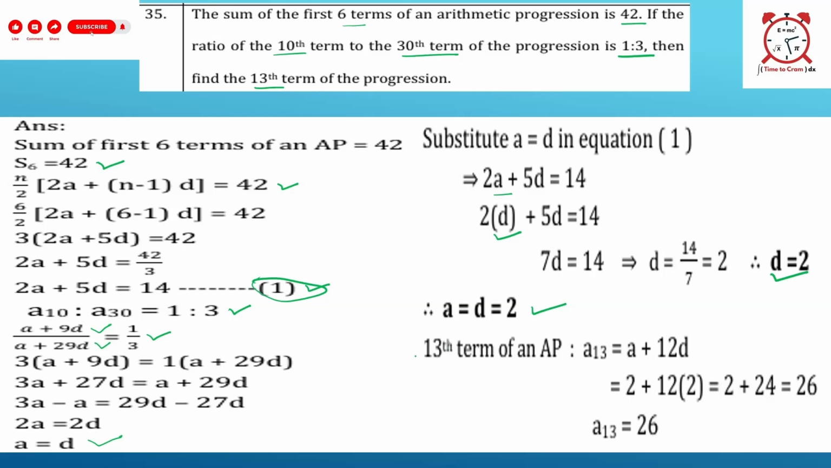Now our required question is to find the 13th term of the AP. The 13th term formula we know as a plus 12d. The value of a is 2 and the value of d is 2. After keeping that, we will get a13 equal to 26. So in that way, the answer is a13 equal to 26.